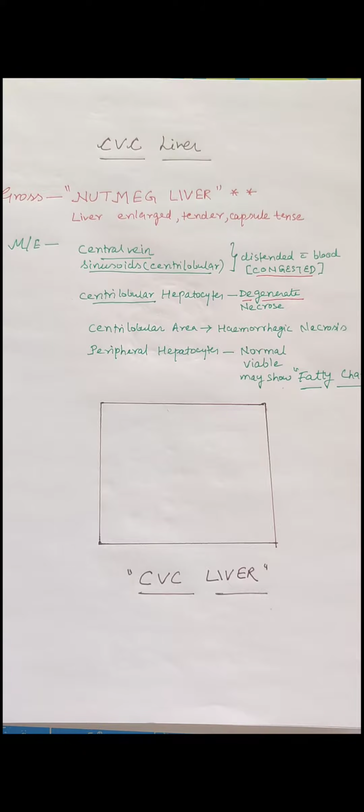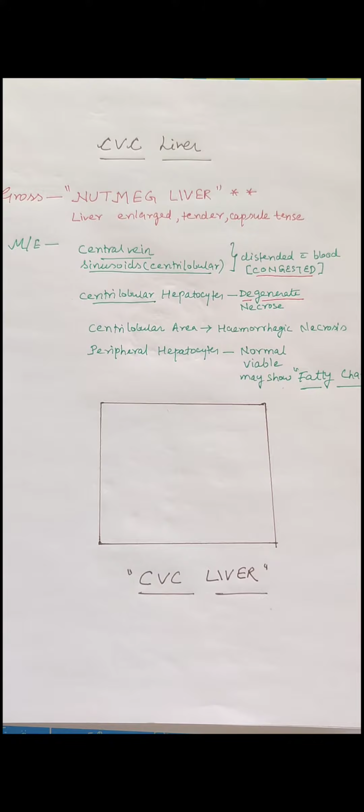And in the microscopy, you need to understand two things: that the more affected area is the centrilobular region, because the obstruction is either in the hepatic vein or inferior vena cava, or there is right heart failure. So the region of central vein, which is nearer to these, gets more affected. And the region around the central vein, that is the centrilobular area, will have hemorrhagic necrosis. The central vein and the sinusoids will be distended with blood because of the obstruction, and the centrilobular hepatocytes will show degeneration and necrosis.